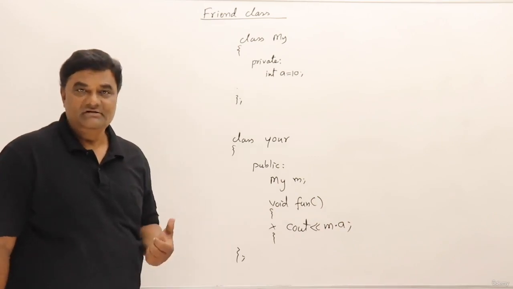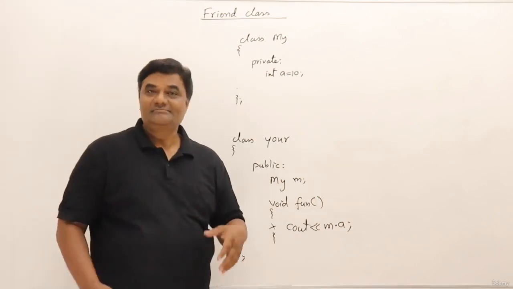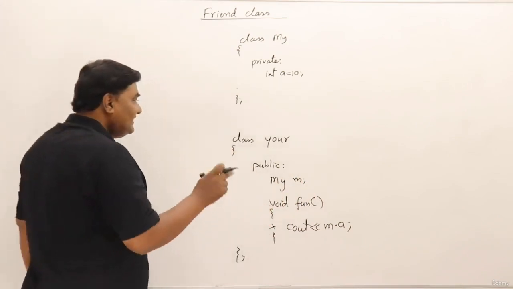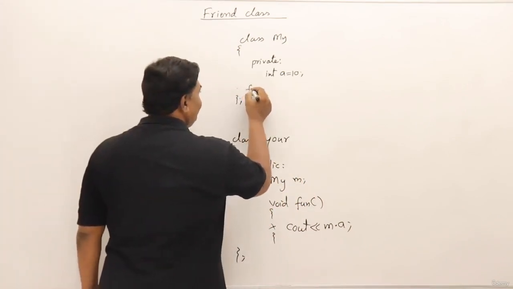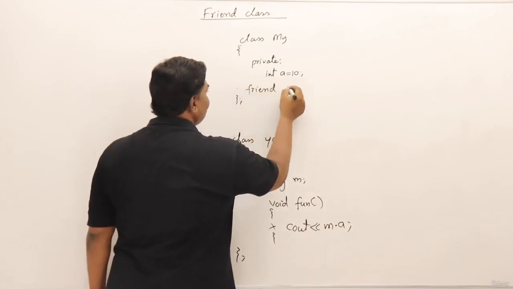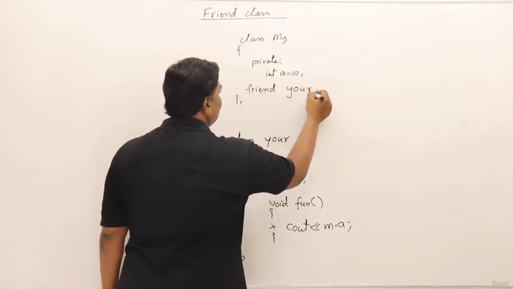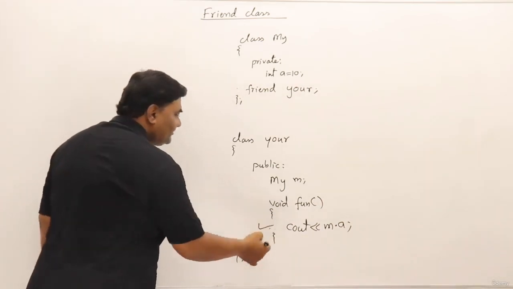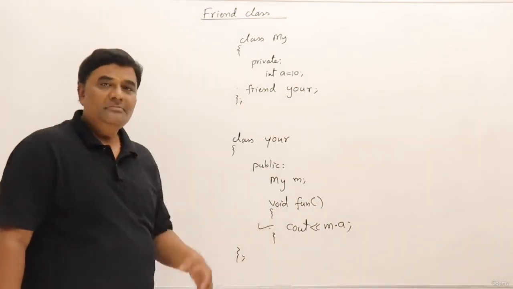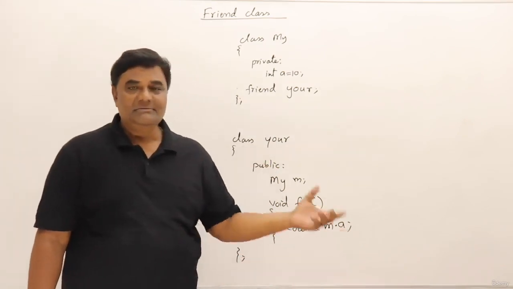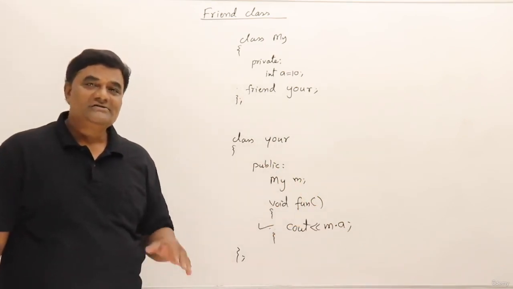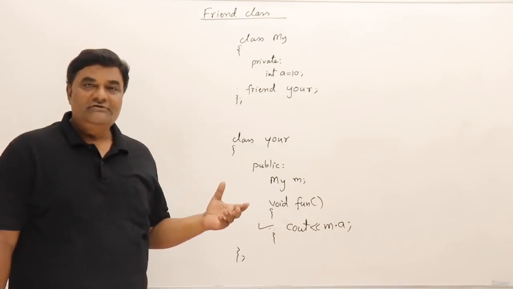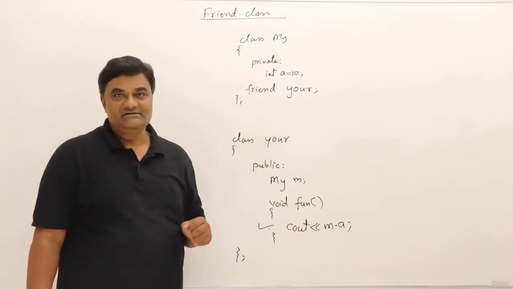How is it possible? If you want one class to access private members of another class upon an object, then you have to declare this class as a friend inside that class: friend your. That's it. Now this is valid, this is allowed. You can access private, protected, public, all the members. So that's all. These are friend classes. They can access members of objects of other classes.